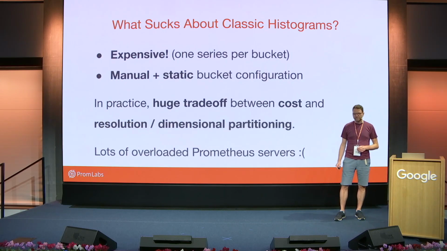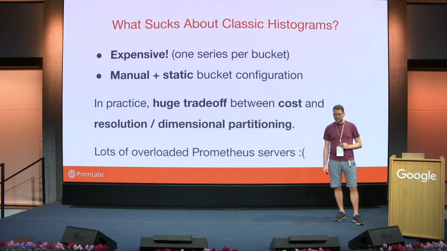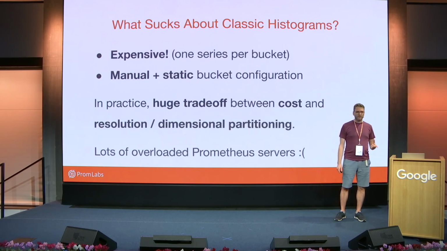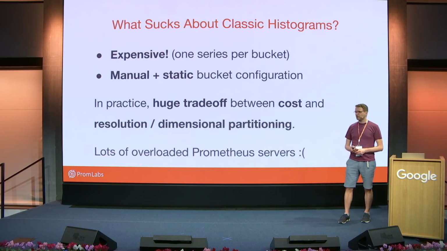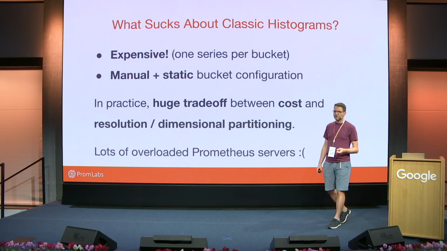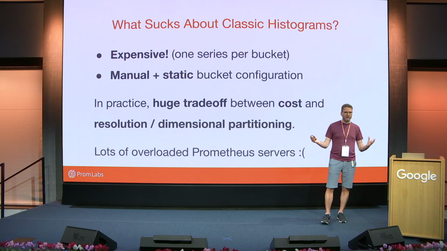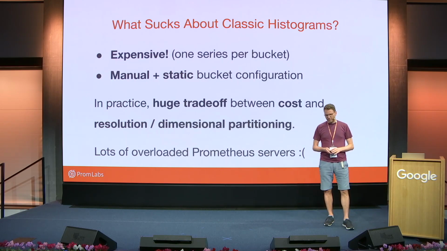So lots of good things, but lots of people also suffering because we need to create one time series for every bucket. That means if you want to have a high resolution histogram, you also need to create many, many, many time series. And the number of time series in a Prometheus server is usually the scaling bottleneck, where like the memory blows up and eventually your server is not happy.